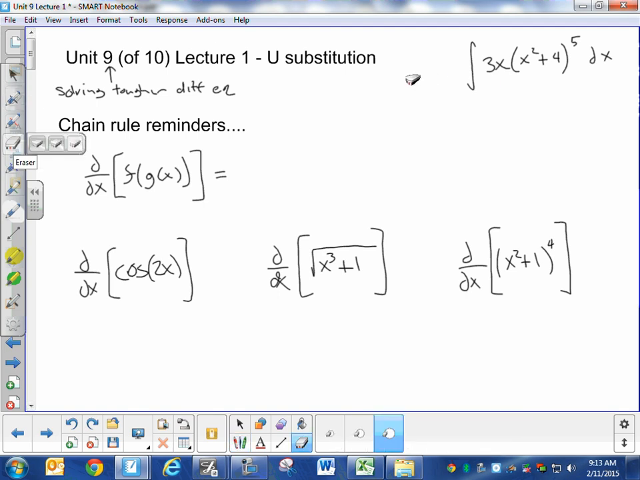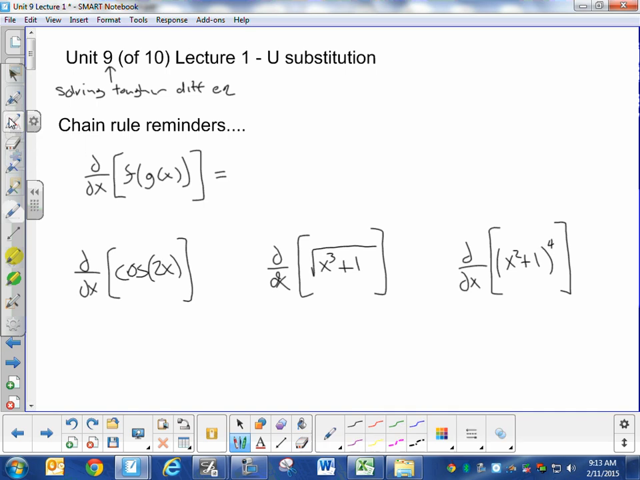And we will use this method called U-substitution. A method to take antiderivatives of tougher looking functions. Okay. In particular, the tougher looking functions have to be specific looking, because U-substitution will undo the chain rule.